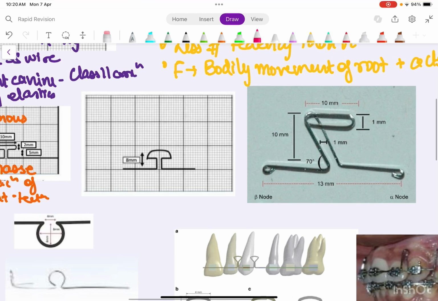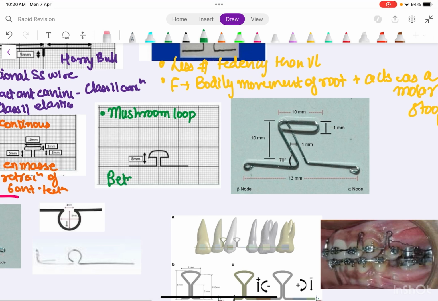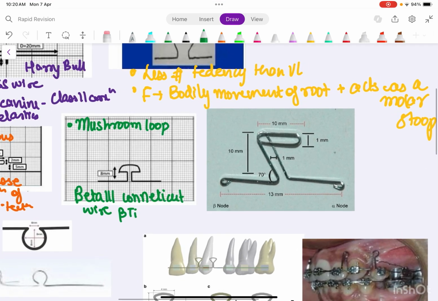Then coming on to this one, this is easy to make out. This is a mushroom loop. In this you have to know it is made from beta titanium wire, and it has more apical addition of wire, which increases patient acceptability.